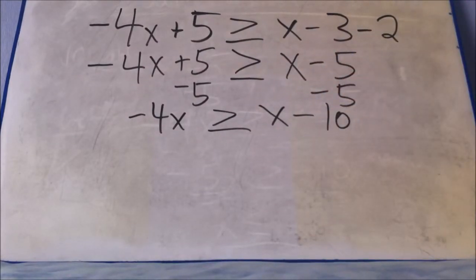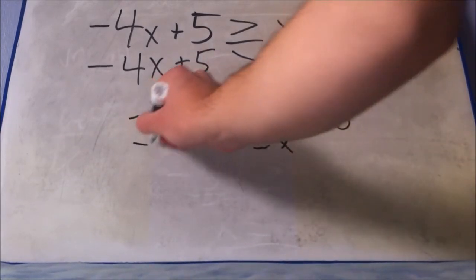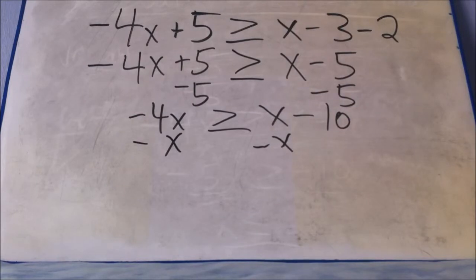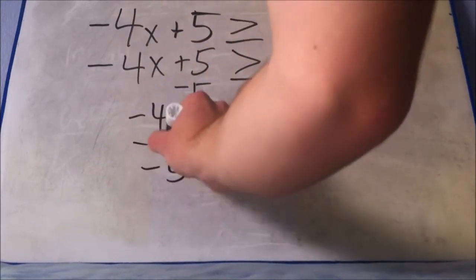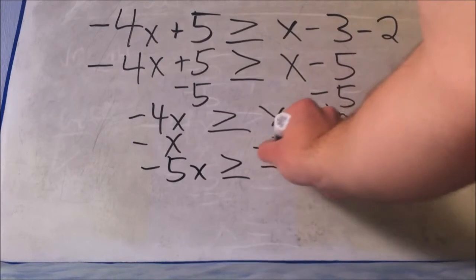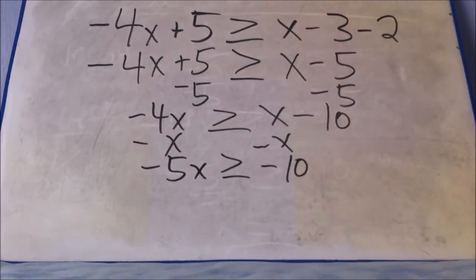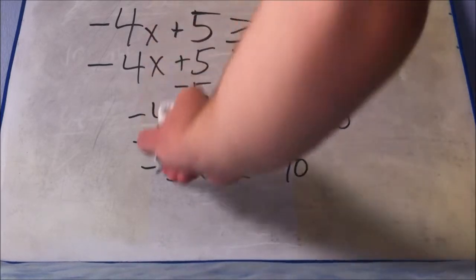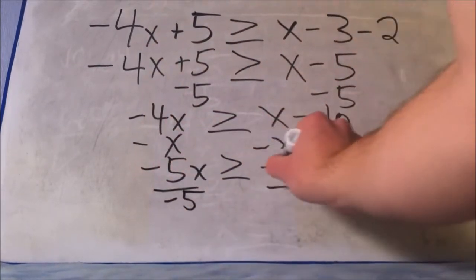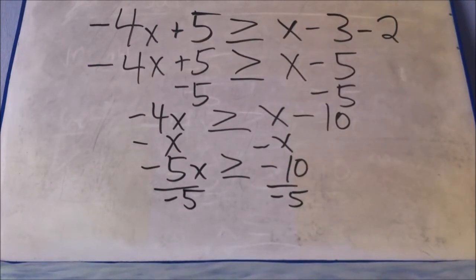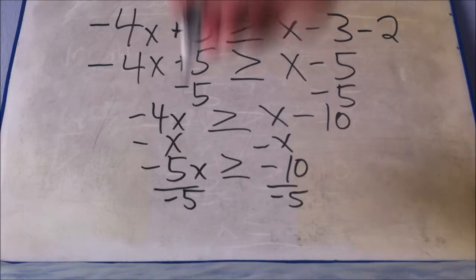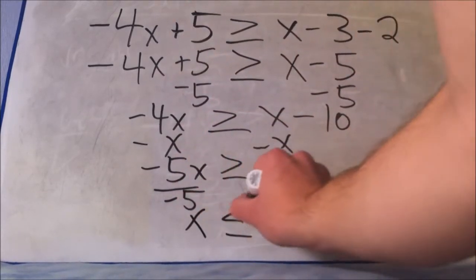Now let's get the x's together, so let's subtract an x on both sides. Doing this, we're left with negative 5x is greater than or equal to negative 10. Our goal here is to get x by itself, so let's divide by a negative 5 now on both sides. Because we divide by a negative, our greater than or equal to sign now switches to a less than or equal to sign. So our final answer is x is less than or equal to 2.